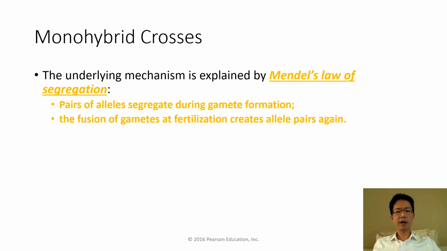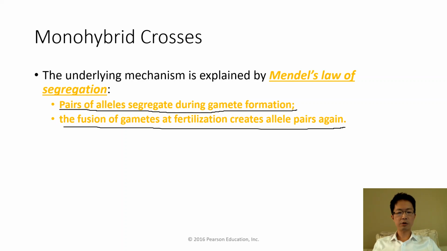Remember, we talked about segregation, that means separate before. It basically means that during meiosis, 2N becomes 1N. So all the daughter cells, all the gametes, are 1N. So pairs of alleles segregate during gamete formation. Well, we learned this from meiosis, okay? And then fusion of the gametes at fertilization creates the pair of alleles again.